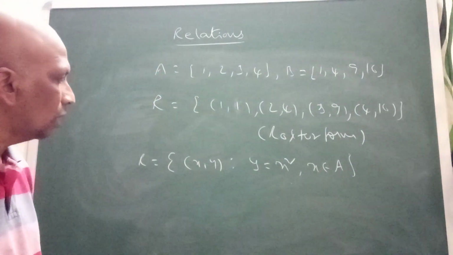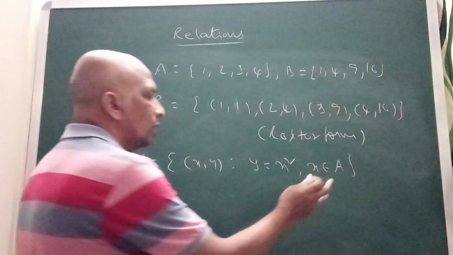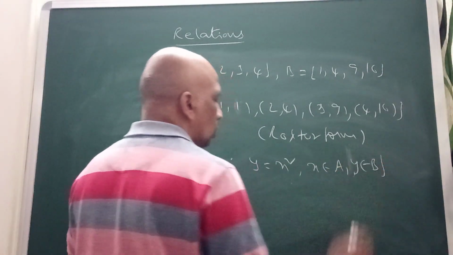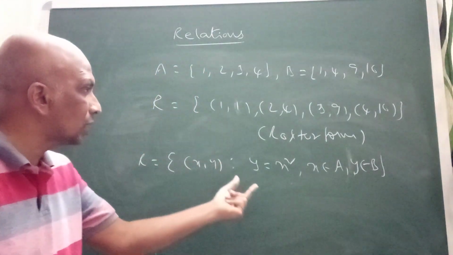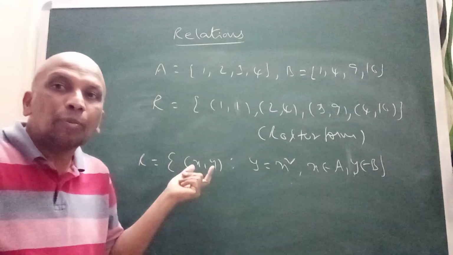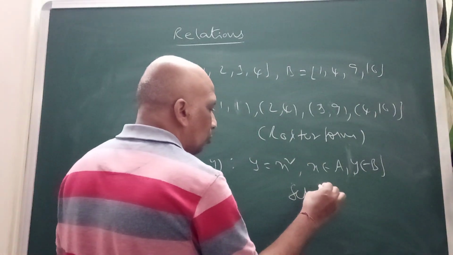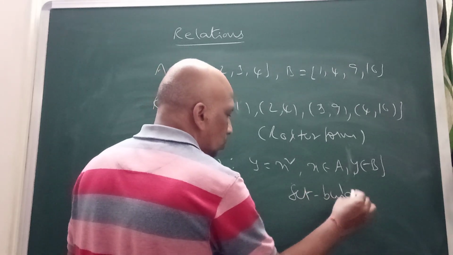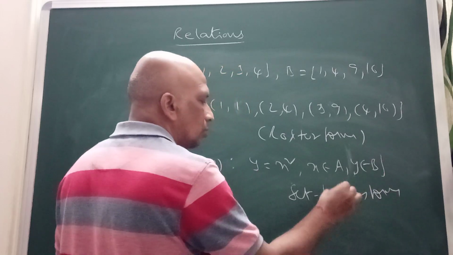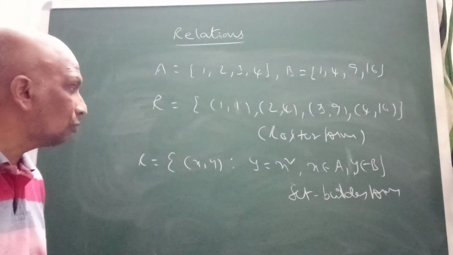x belongs to A, y belongs to B, so this element y equal to x square. This is known as set builder form. So this is roster form, and this is set builder form. That gives us roster and set builder form.